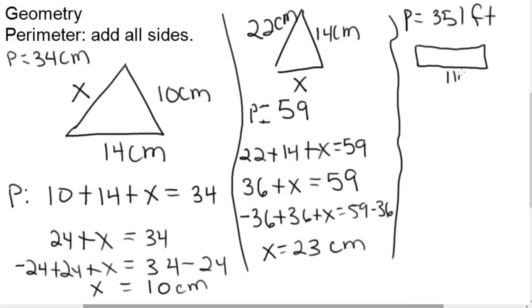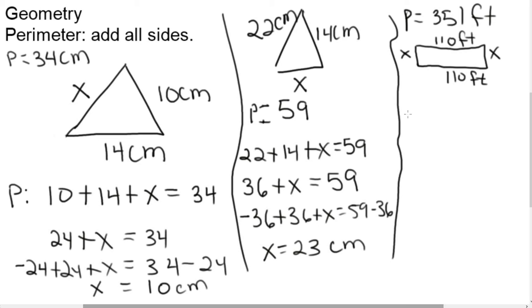I have 110 feet here, and I have x. Now there's a little trick to this one. It's a rectangle, so we know a rectangle has two equal sides. So this is x. Feel free to pause the video and finish the rest of this. Okay, if you said this side must be 110 in feet, then you are correct, because a rectangle has two pairs of equal sides.